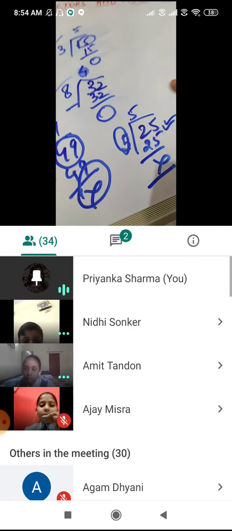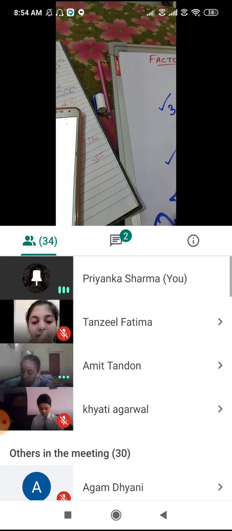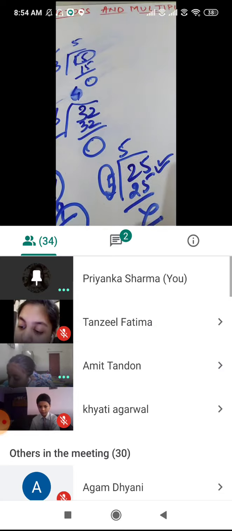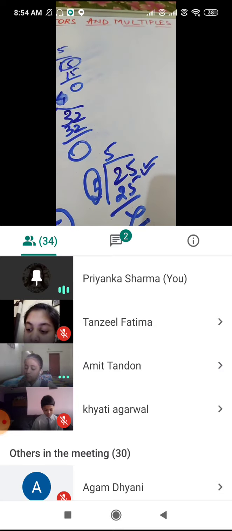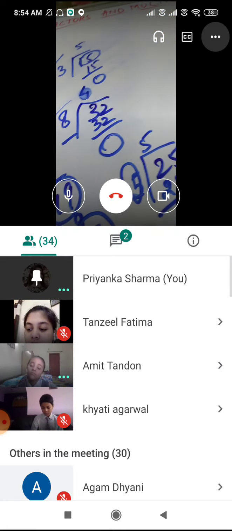Now come on to the next question. Question number 2 says, find whether these numbers are the factor of the other number or not. So what is the first question? 36. We have to see whether 9 is the factor of 36 or not.